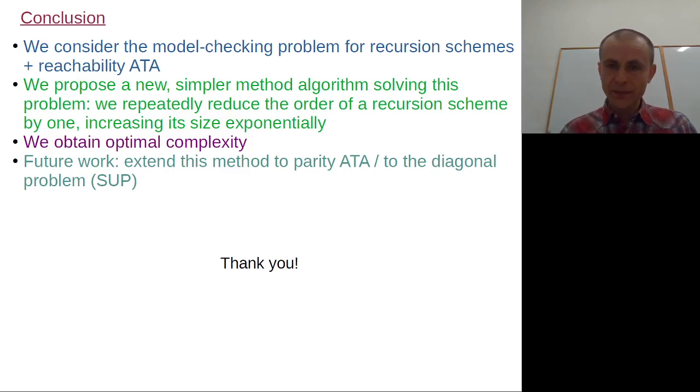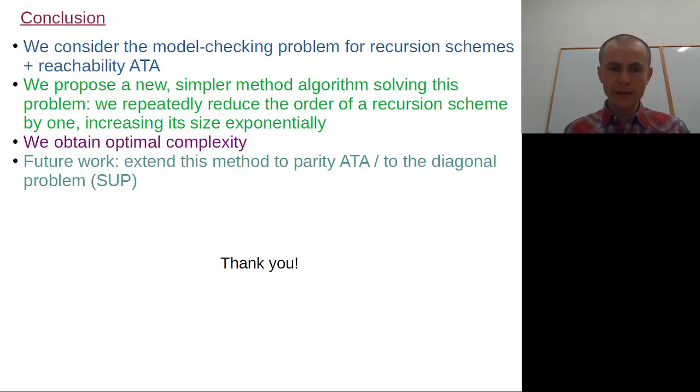Okay, so let me summarize. The problem that I have considered is the model checking problem for recursion schemes: we are given a recursion scheme and a tree automaton, in our case only a reachability automaton. I have shown a new algorithm solving this problem. This problem was already solved, as mentioned, and I have just given a new, simpler solution.